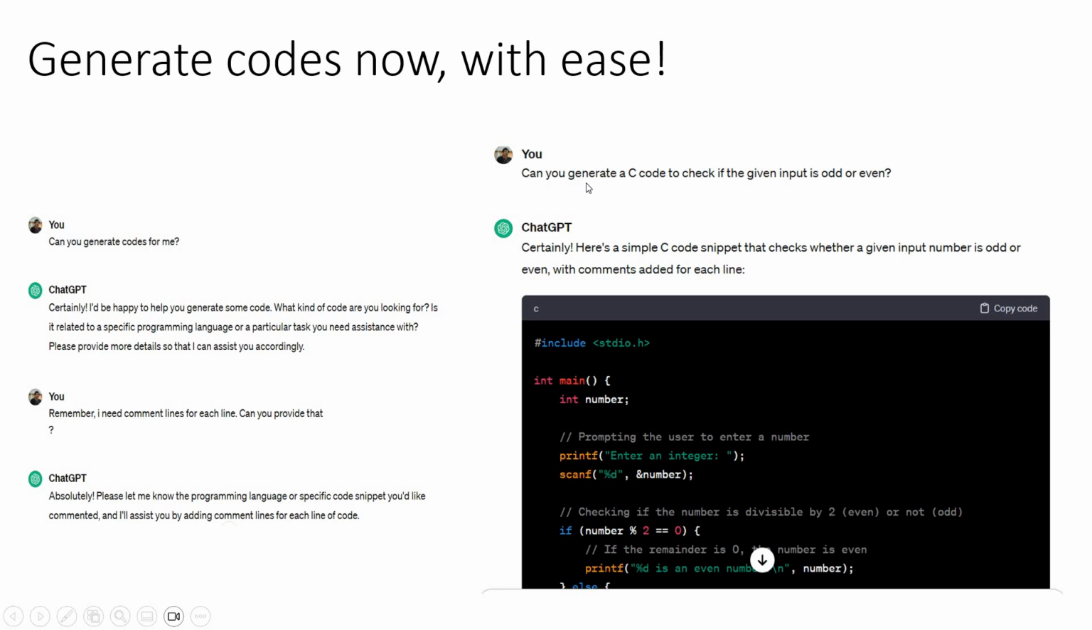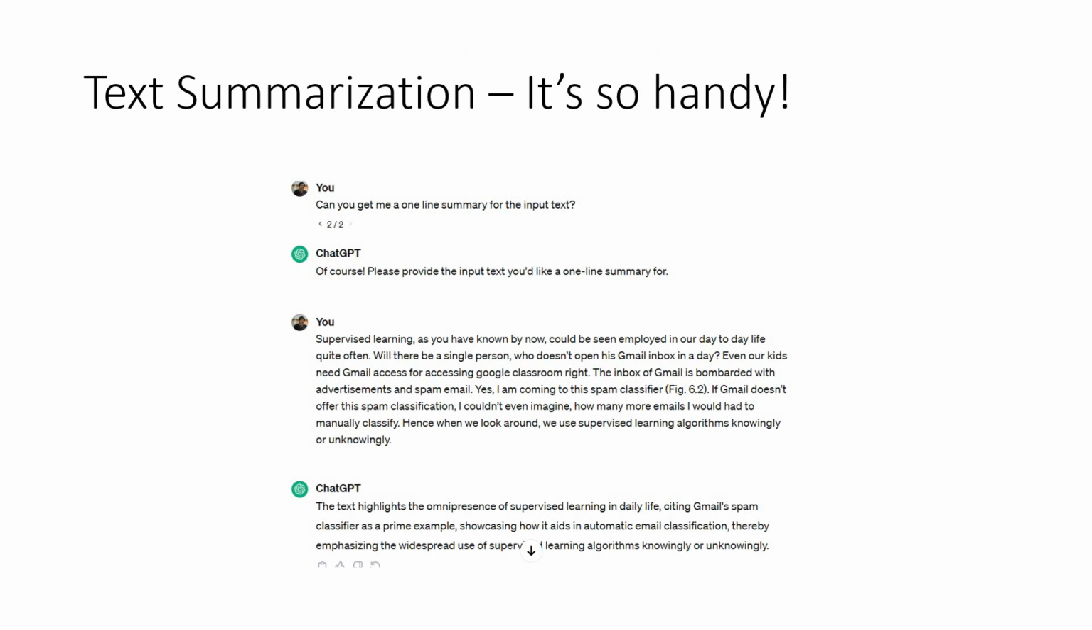Now I have given a clear input stating, can you generate a C code to check if the given input is odd or even? You can see that the code is generated and comment lines are very appropriate. So you can generate codes with ChatGPT as well.